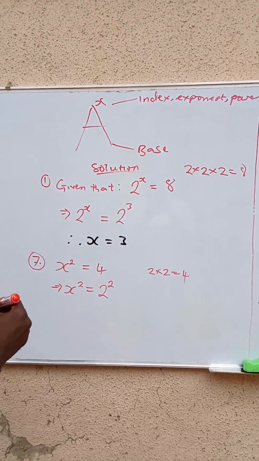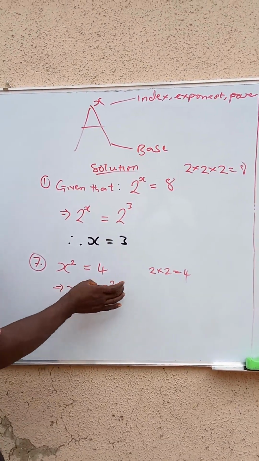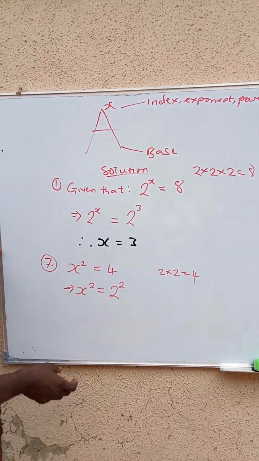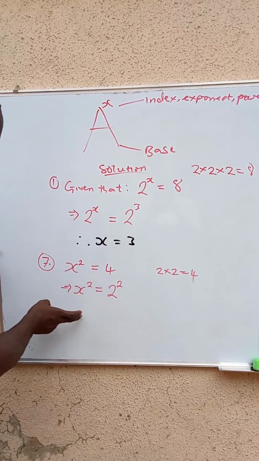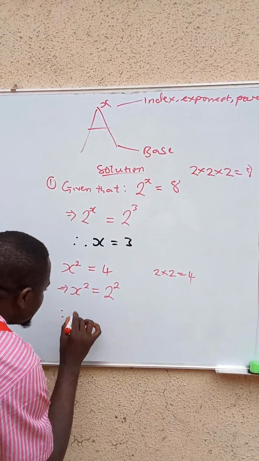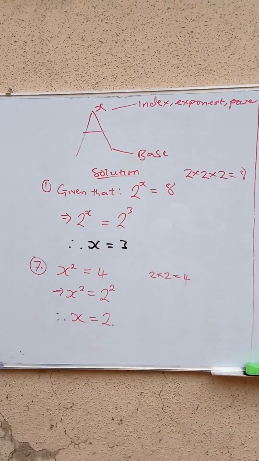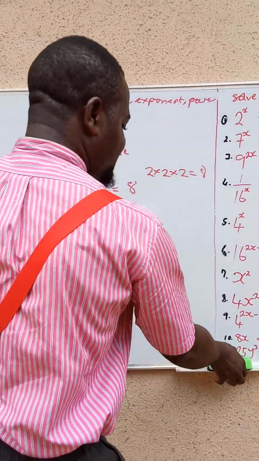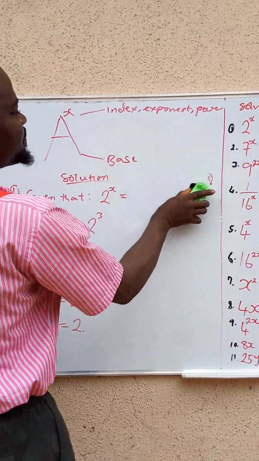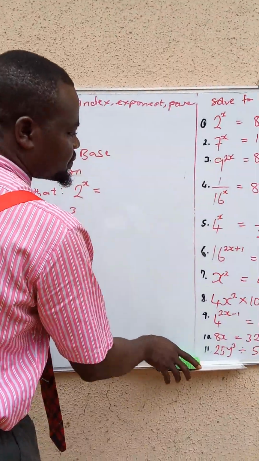Good. Now if you look at this very well, the two powers here are the same. 2 here, 2 here, but the bases are different. Therefore, my x is equal to 2. x is equal to 2. Yes? Don't be scared. After this, there's just a little other one, and we'll be done.